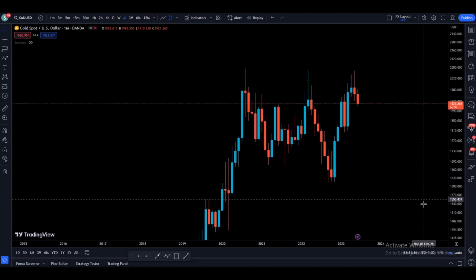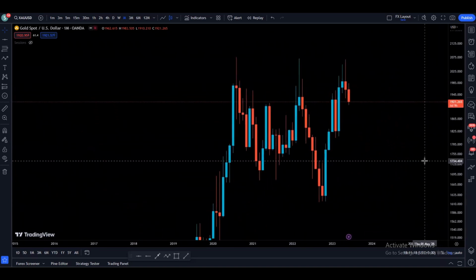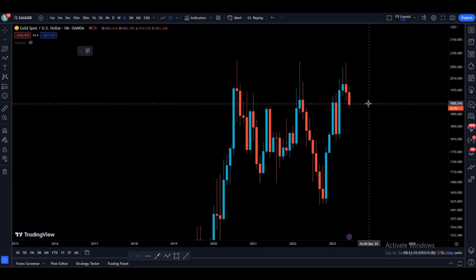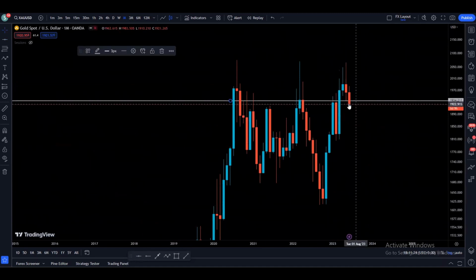First of all, we are going to start with the gold monthly time frame. So as we can see on the gold, we had the support, and as we can see the last monthly candle close bearish. Now a lot will depend upon how the current monthly candle is going to close, because if the current monthly candle close bearish below this support, so as we can see, we have this support.